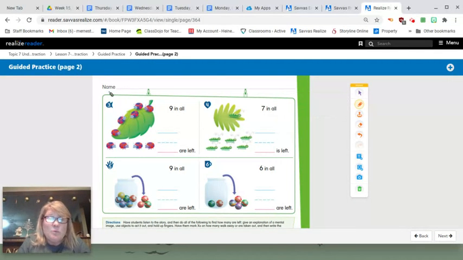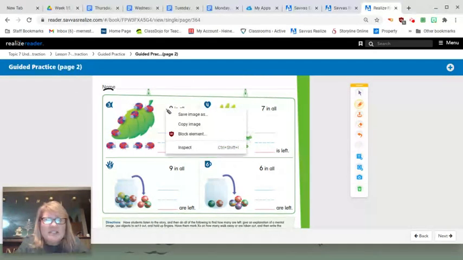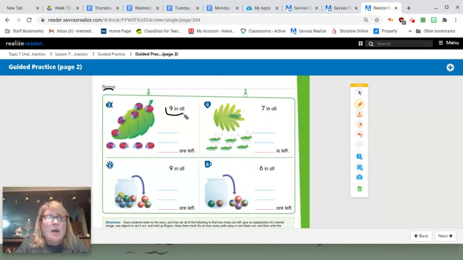Whenever you see the word name up here, it's really good to get in the practice of writing your name. Anytime you see name with a line, that means you should write your name there. All right, we're going to circle this to let us know how many we started with. What number did we start with? We started with 9. And the story is down here for the parents to help you with it, okay?